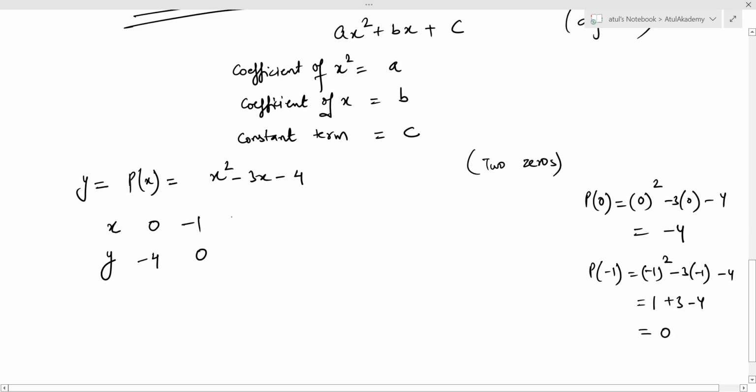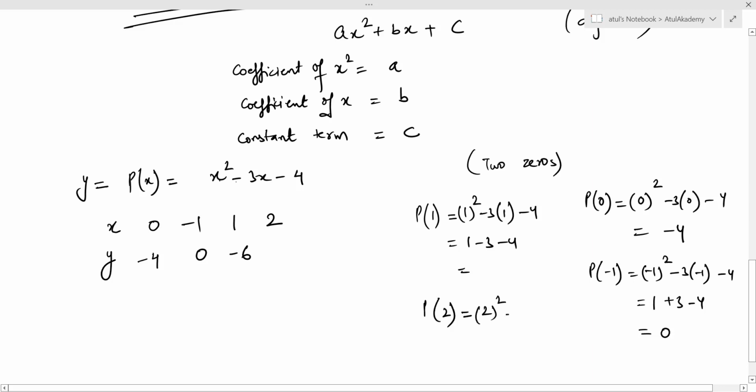If I put it as 1, so 1 square minus 3 into 1 minus 4, so it will be 1 minus 3 minus 4, so that's minus 6. When I put it as 2, it's 2 square minus 3 into 2 minus 4, so that's 4 minus 6 minus 4, which is again minus 6.